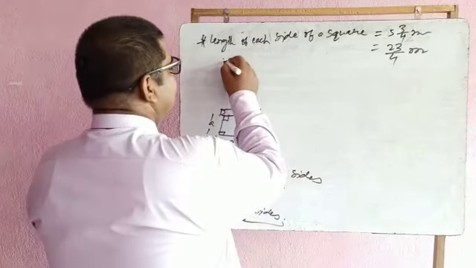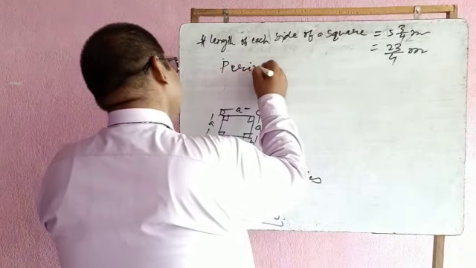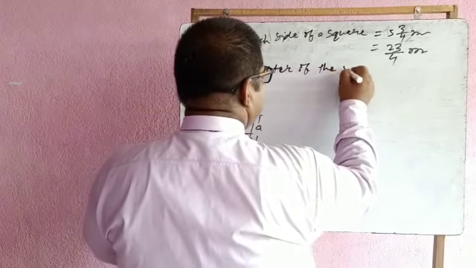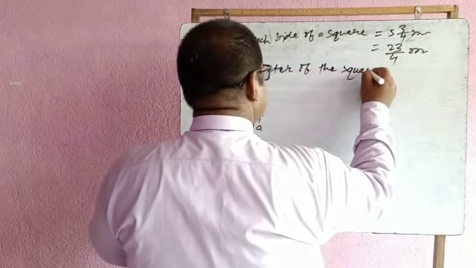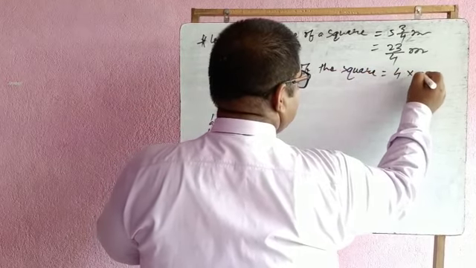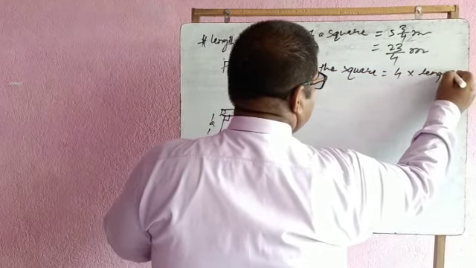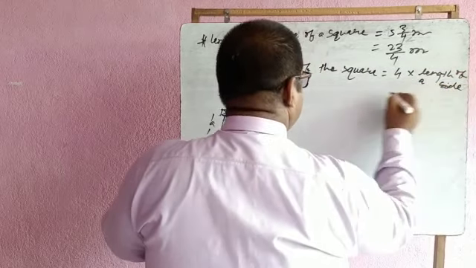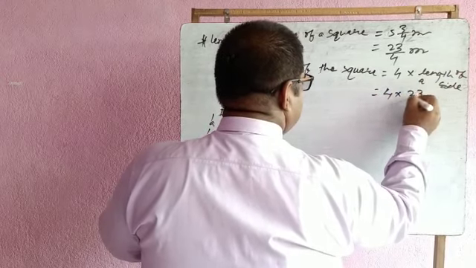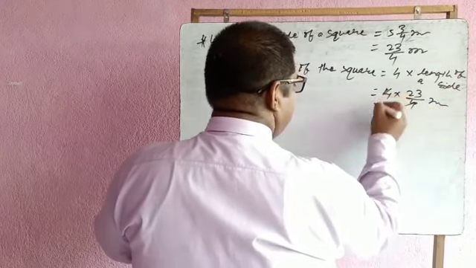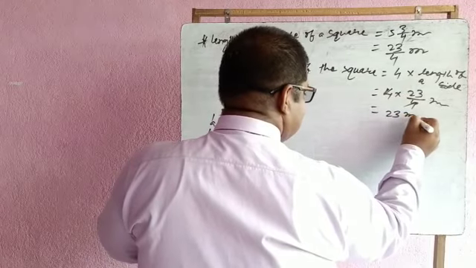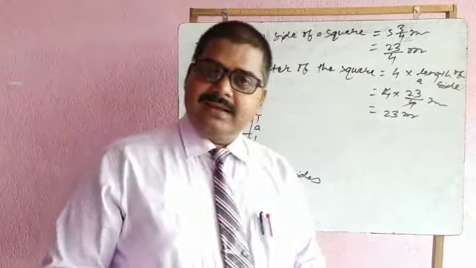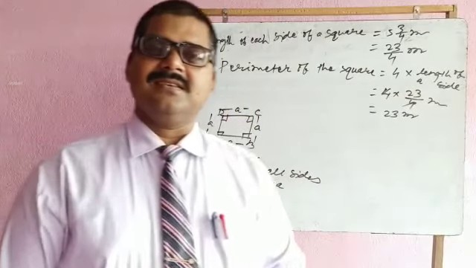The perimeter of the square is equal to 4 into the length of a side, or one side. 4 into 23 upon 4 meter. The 4s cancel, and it is equal to 23 meter. So finally the answer is 23 meter.